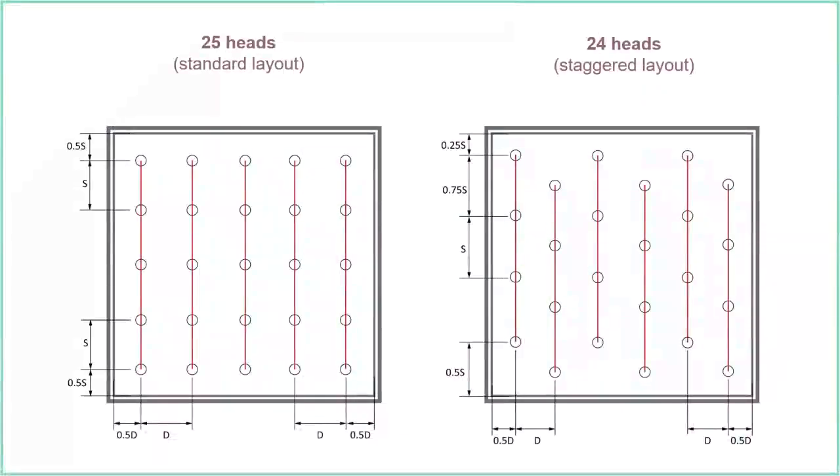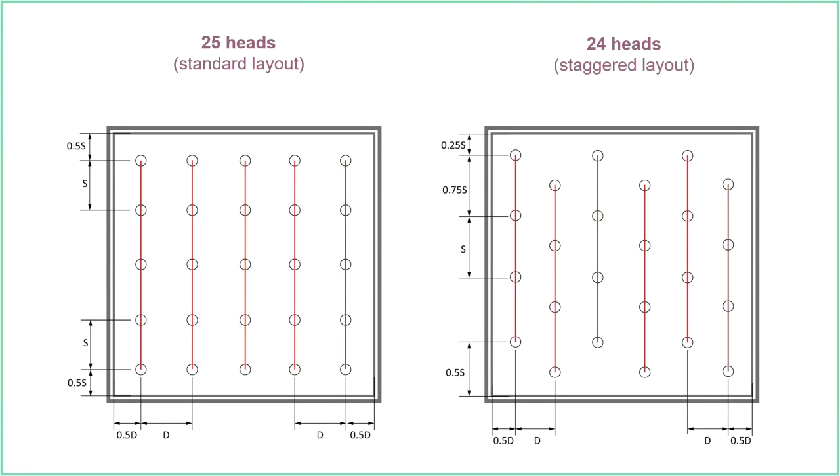This is more like just a side note, really. I don't want to get too sidetracked by this slide here, but this is just showing you two ways in which you can lay out sprinkler heads. The one on the left is what's called a standard layout, and the one on the right is a staggered layout.